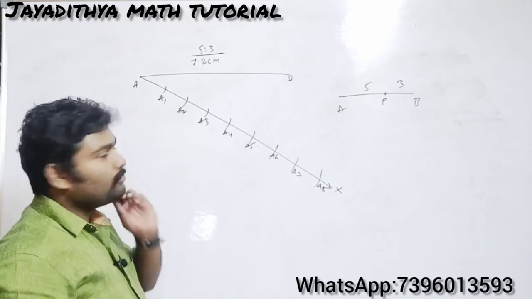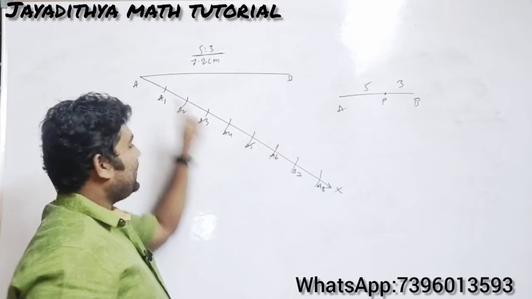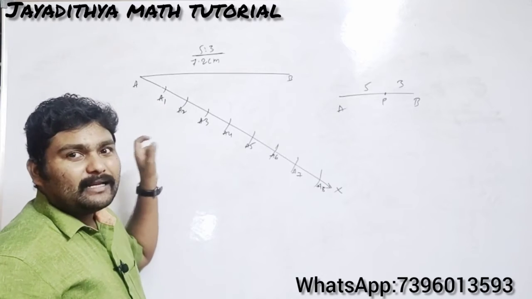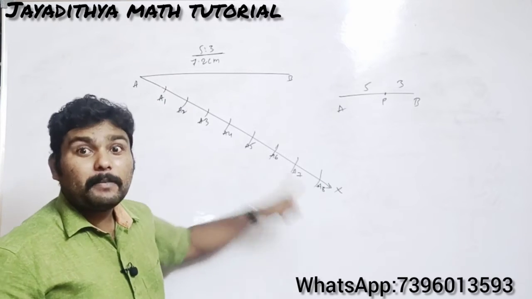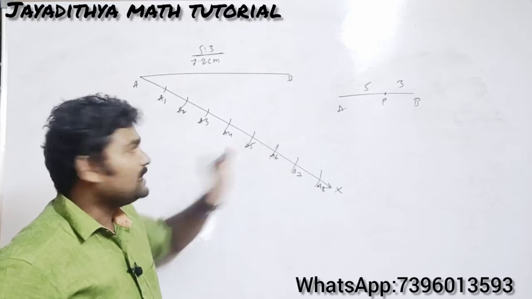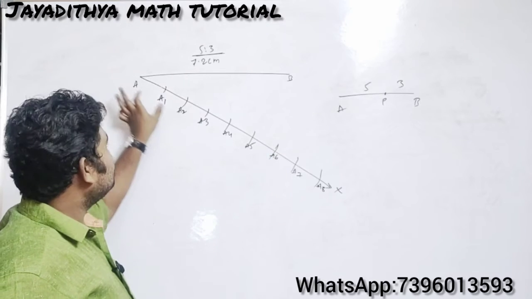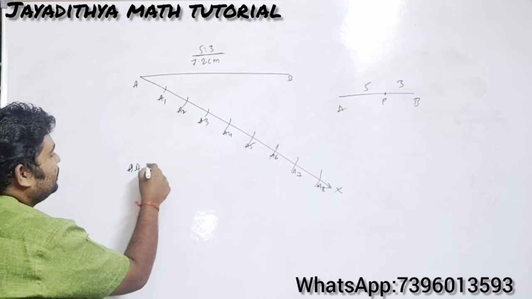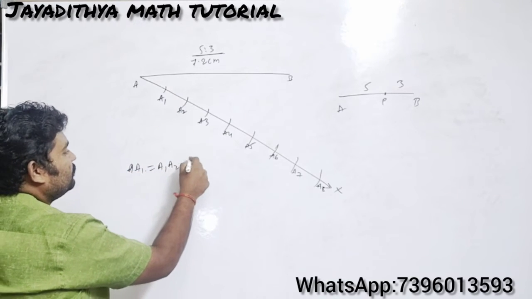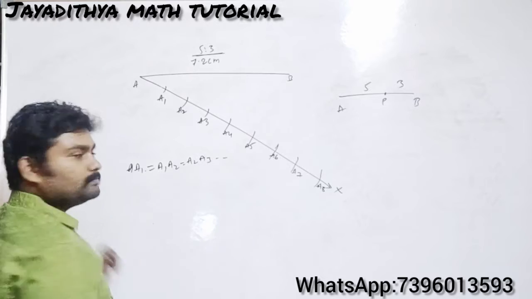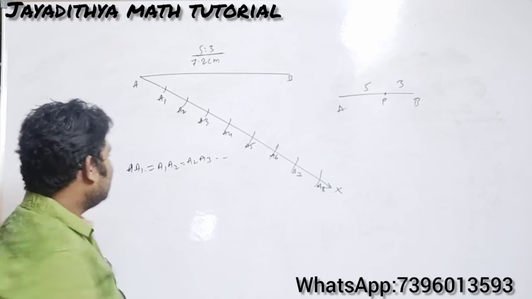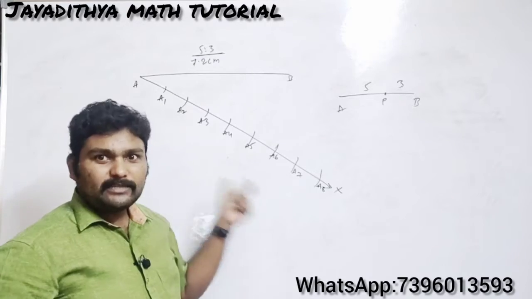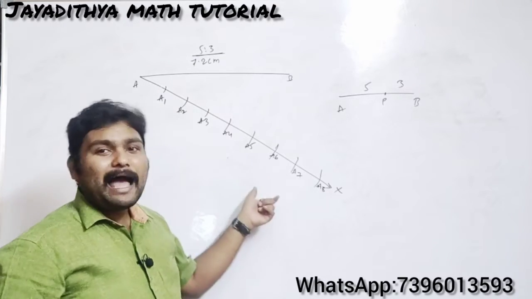So first of all, draw an acute angle BAX and mark the points on AX such that AA1 is equal to A1A2, is equal to A2A3, and so on, like this up to A8. How many points should you mark here? You should mark 8 points. It means that now we have 8 parts.